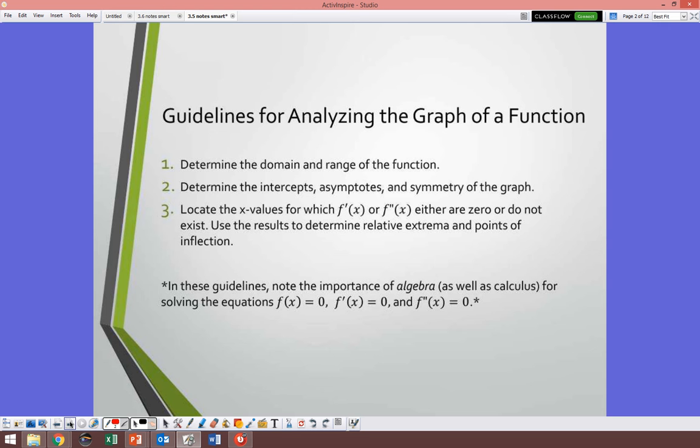If we go back to the notes from yesterday, if the second derivative was positive, it'd be concave up. If it's negative, it would be concave down. But if it was equal to 0, that is the point of inflection. There we go, point of inflection, that's what I'm looking for.